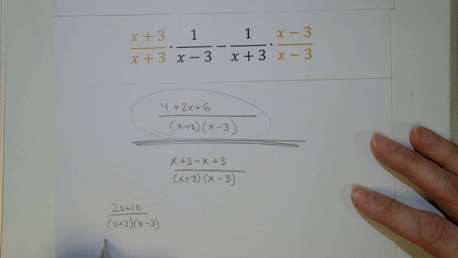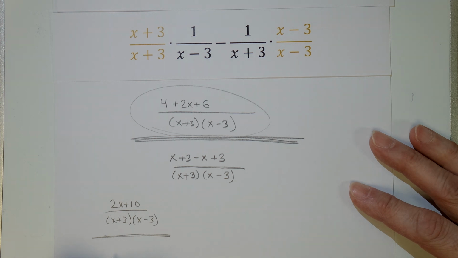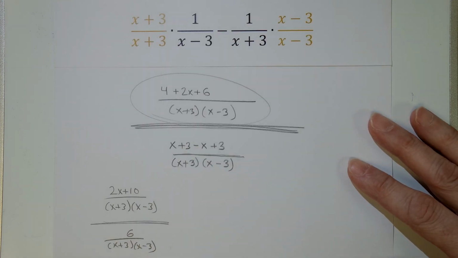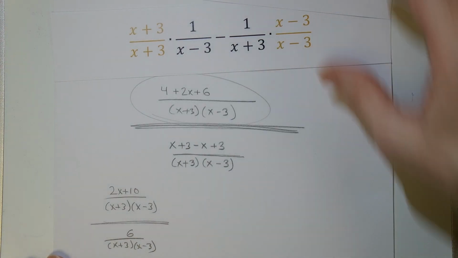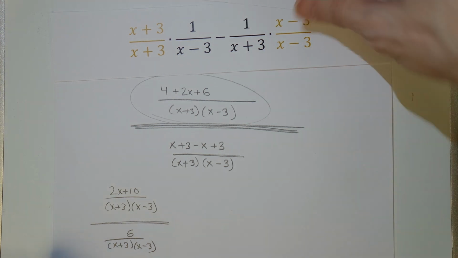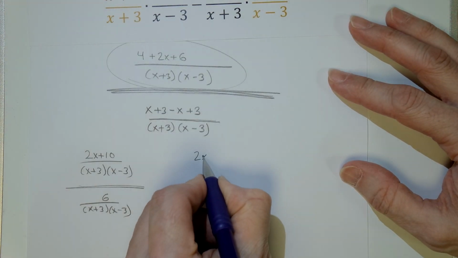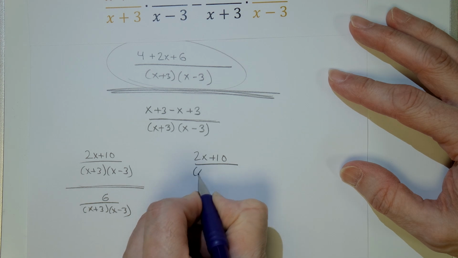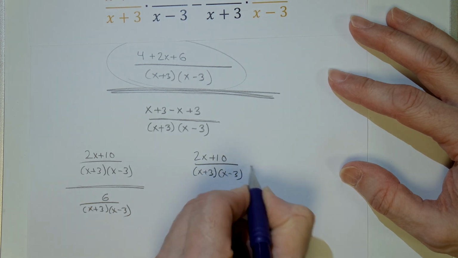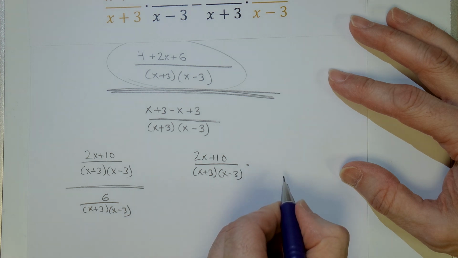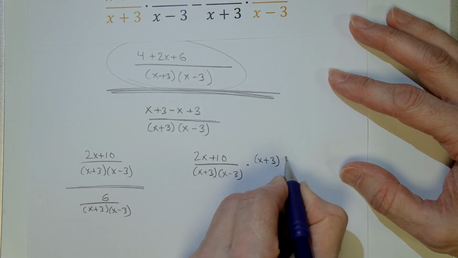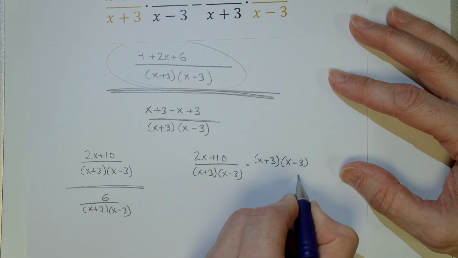For the denominator, the x's zero out when I add them together, and the 3 plus 3 is 6. Now I'm going to apply the division rule. 2x plus 10 over my common denominator times the reciprocal of the denominator, x plus 3 times x minus 3 over 6.